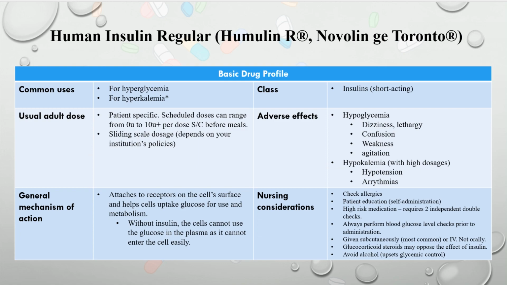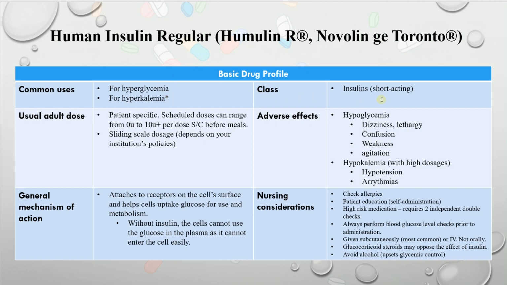So be careful about that. Our next medication is human insulin regular with a brand name Humulin R or Novolin GE Toronto. Now, some of the common uses, in this video we're going to cover mainly hyperglycemia. However, we use insulin also for hyperkalemia, hence I put a little star here. So keep that at the back of your head because we will revisit this point again.